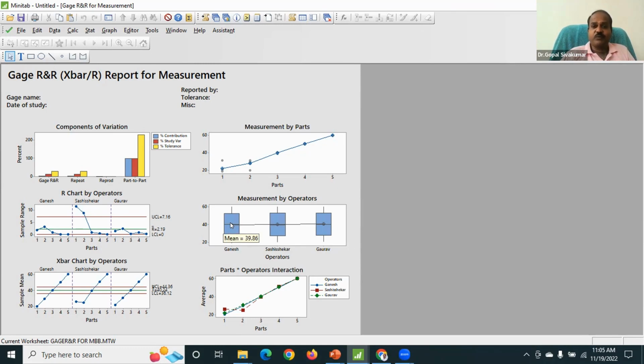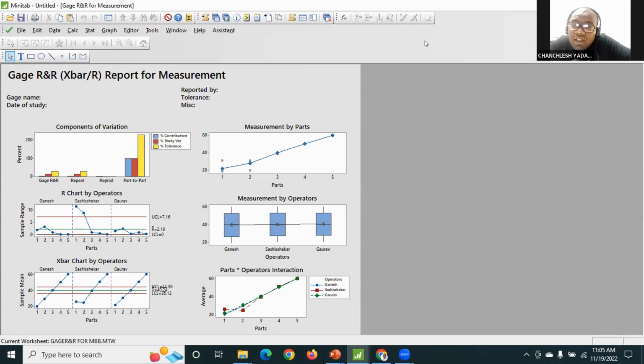The measurement system will lose reproducibility if one of the operators keeps his average above or below. Now that operator must be advised and given training so that all the averages come on a perfect horizontal line. I connect the averages here. If they come on the horizontal line, then reproducibility is also perfect. So this is how you just have to do it. Hope all of you understand. Any questions to me on the gauge R&R?